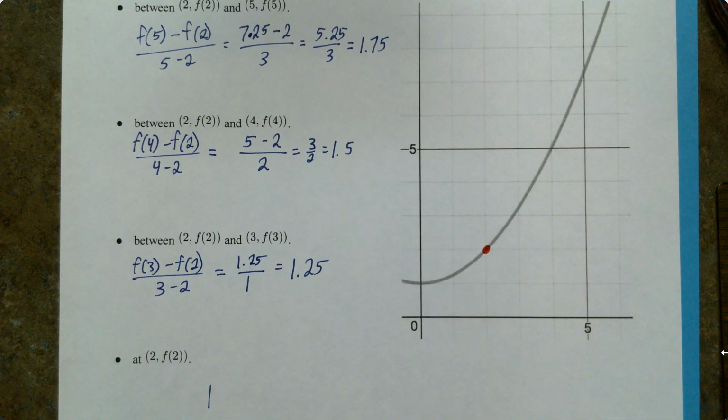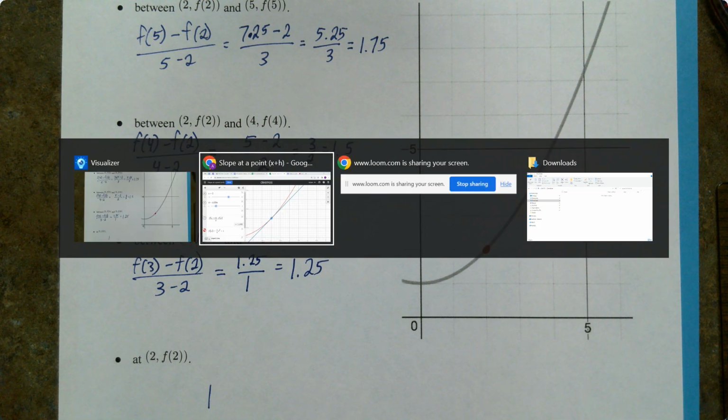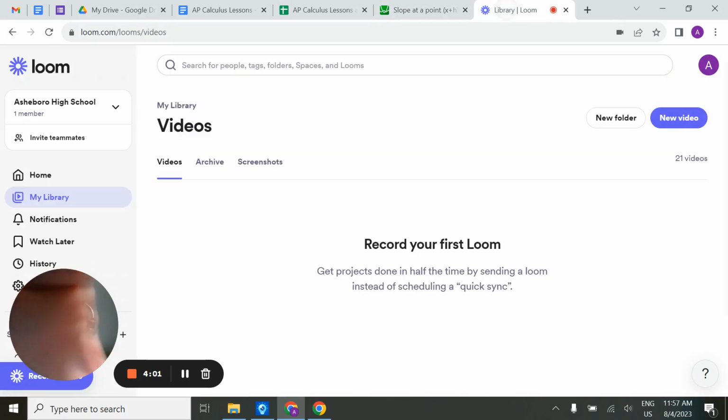Now, this idea of us squeezing 2 points together or finding some value that gets closer and closer and closer is going to be something that we discuss a whole lot more as we move forward. It's called a limit.